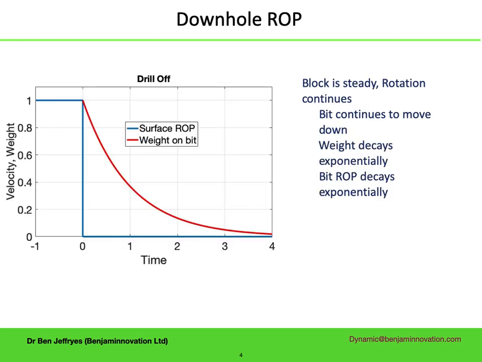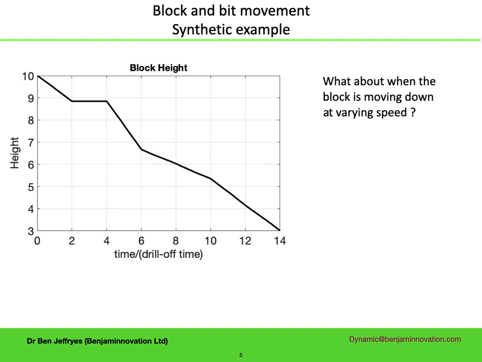When the block is stationary, it is something that people in the drilling world will be familiar with, a drill-off test. The block is stopped and the weight on bit then declines exponentially as the bit continues to drill ahead. The inverse of the exponential decay constant we shall call the drill-off time. But what happens when the block is moving but its speed is changing?